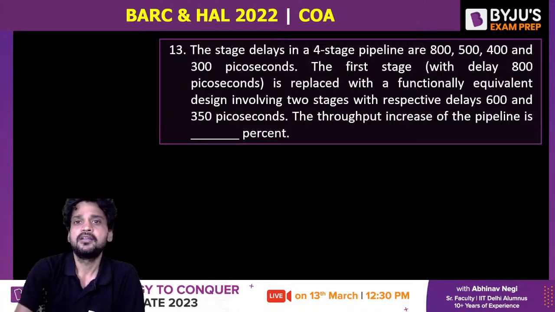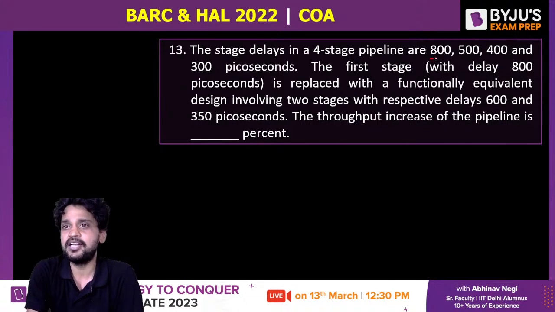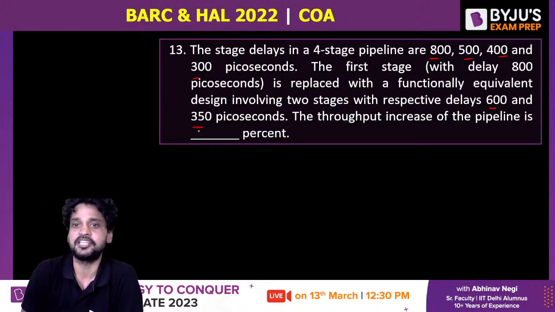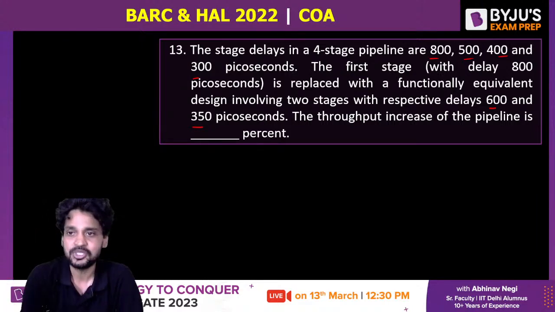Okay, fine. The stage delays in a 4-stage pipeline are 800, 500, 400 and 300 picoseconds. The first stage is replaced with a functionally equivalent design involving 2 stages with respective delays of 600 and 350 picoseconds. What is the throughput increase of this pipeline?